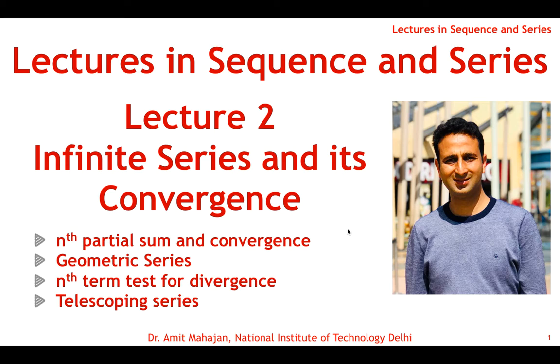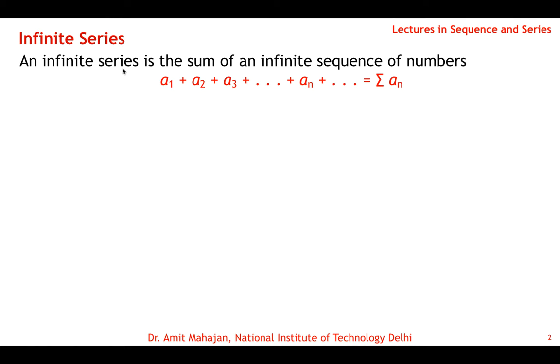Okay, so let us first see what we mean by an infinite series of real numbers. An infinite series is the sum of an infinite sequence of numbers, that means a1 plus a2 plus a3 plus so on plus an plus so on. If you have an infinite sequence of numbers a1, a2, a3 and so on, then the sum of all those numbers, the first term of the sequence plus the second, plus the third, plus so on, nth plus so on, is an infinite sum, which can also be written as summation an, where the index n varies from 1 to infinity. This is your infinite series.